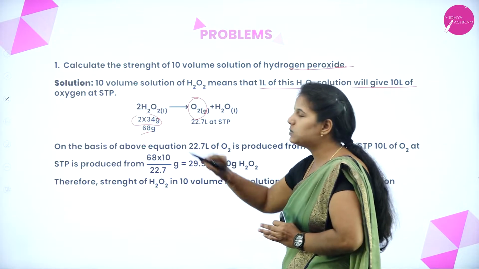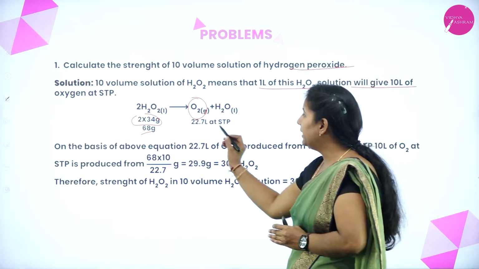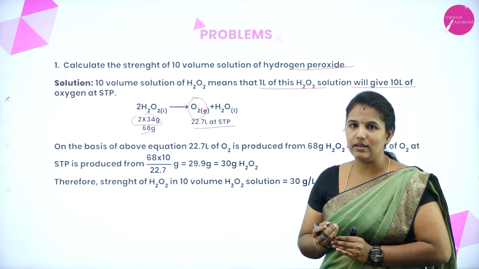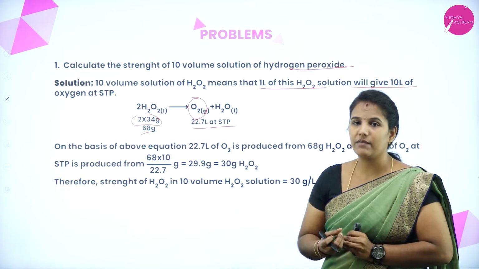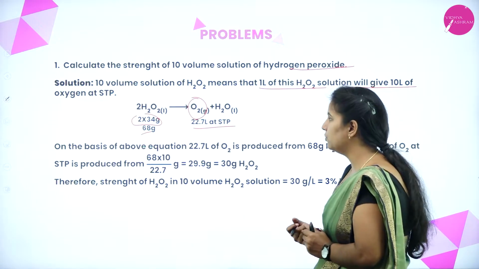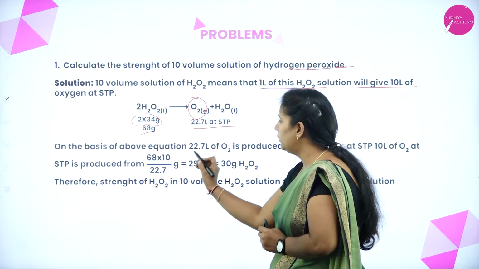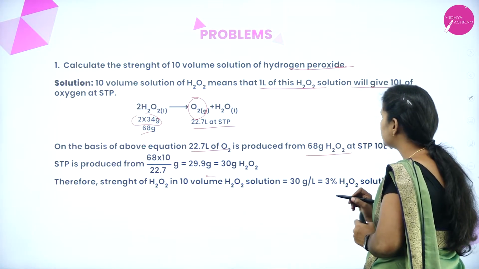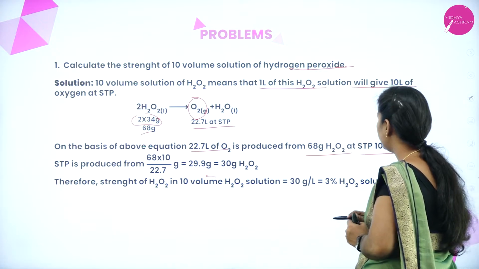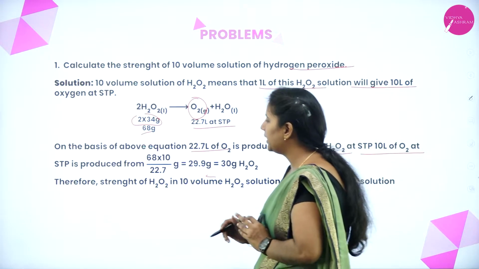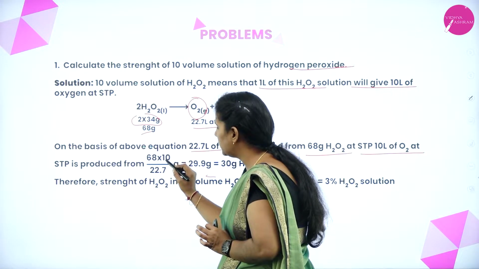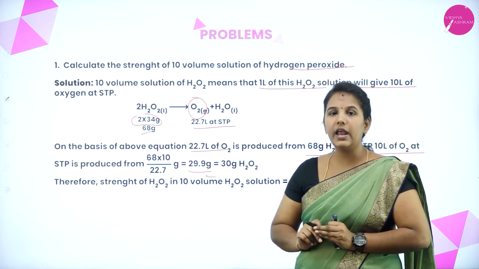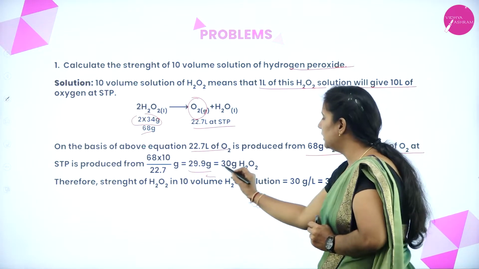Similarly, here it develops what? Oxygen at standard temperature and pressure. That is around 22.7 liters, and it is a standard value. On the basis of the above equation, 22.7 liters of oxygen is produced from 68 grams of hydrogen peroxide at STP, and 10 liters of oxygen at STP is produced from 68 into 10 divided by 22.7. How much will you get? You will get 29.9. I'll consider it nearly 30 grams.